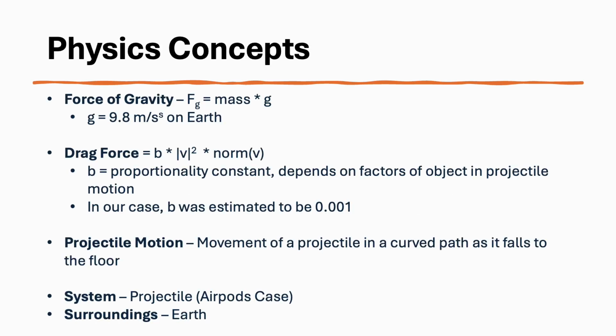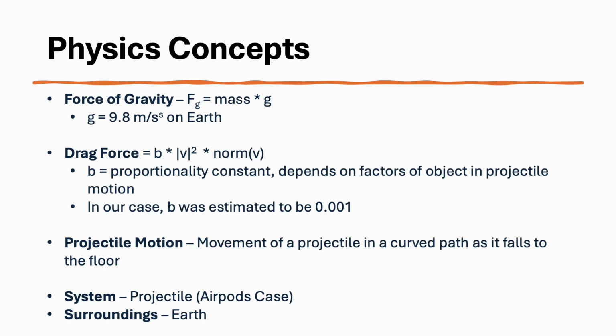The physics concepts used in this lab are force of gravity, drag force, and projectile motion. Force of gravity, Fg equals mass times gravity, where g is 9.8 meters per second squared on Earth. Drag force is b, the proportionality constant, times the magnitude of velocity times the norm of velocity, all multiplied. B is estimated to be 0.001 in our case.